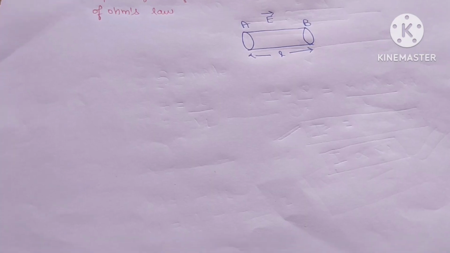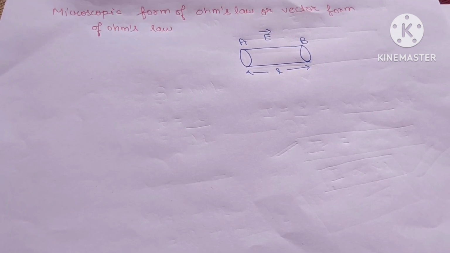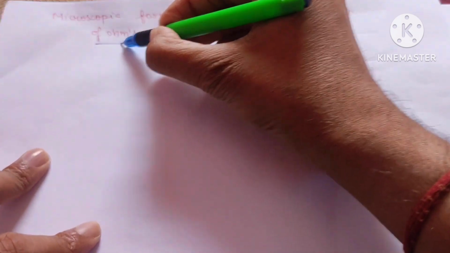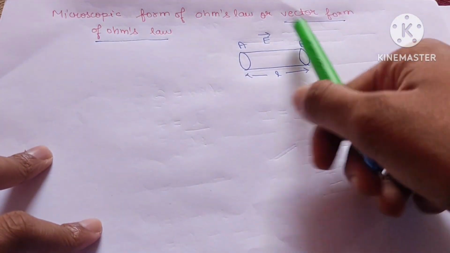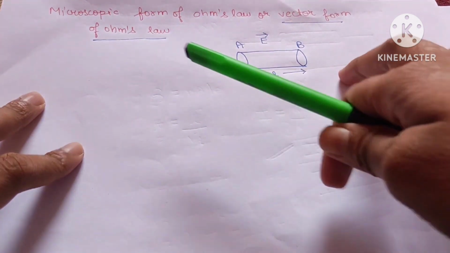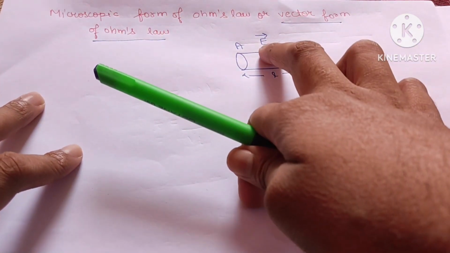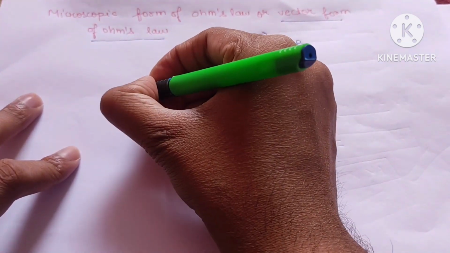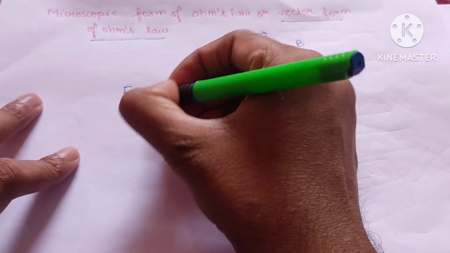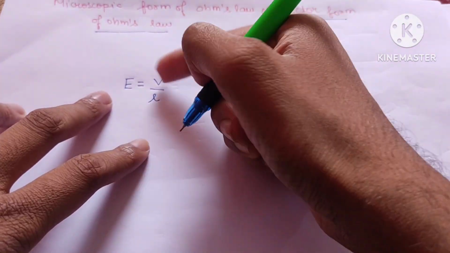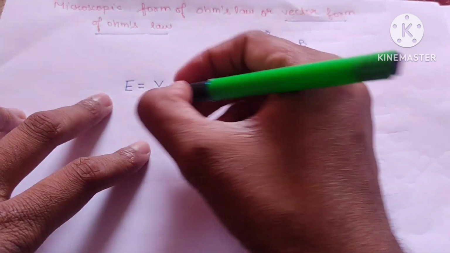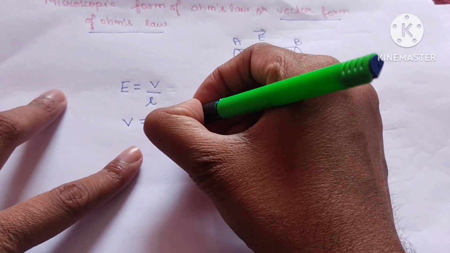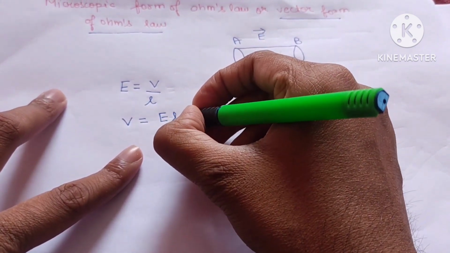Hello friends, today we will find the microscopic form of Ohm's law, or we can say the vector form of Ohm's law. We'll take a cylinder of length L with an electric field involved. We know that the electric field E is equal to V by L, the potential difference over L. So here V will become EL. Take it as equation 1.